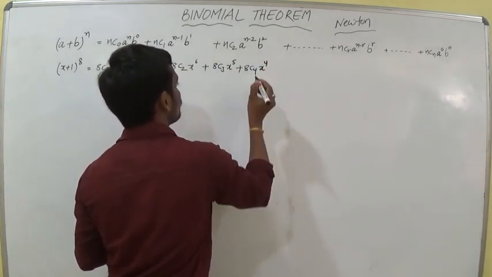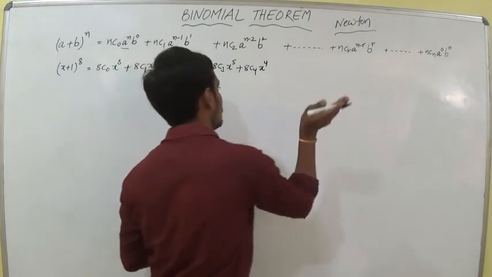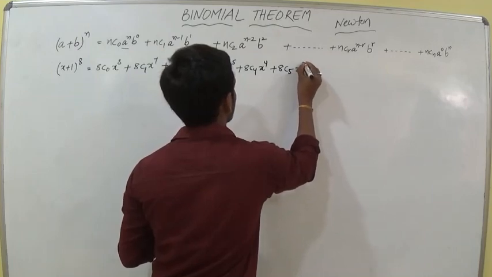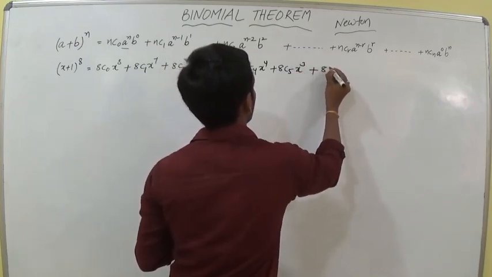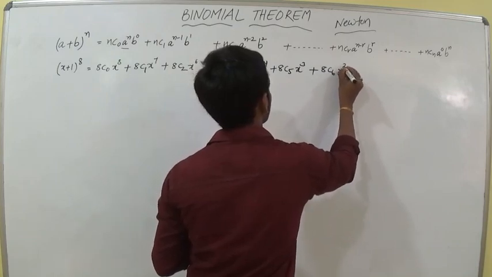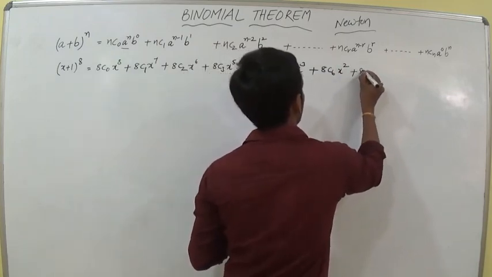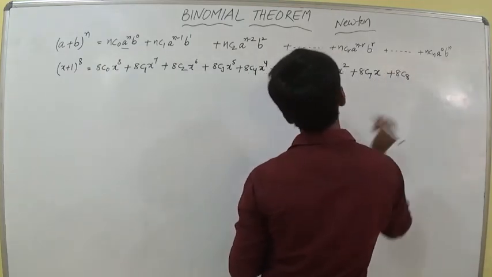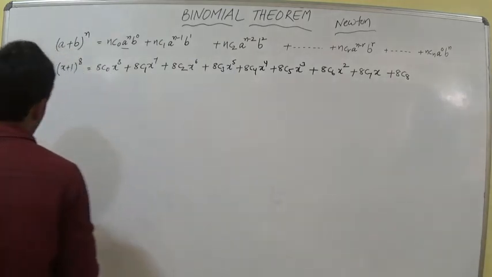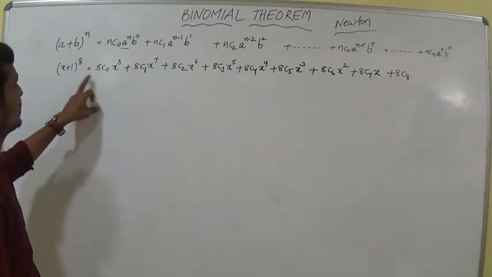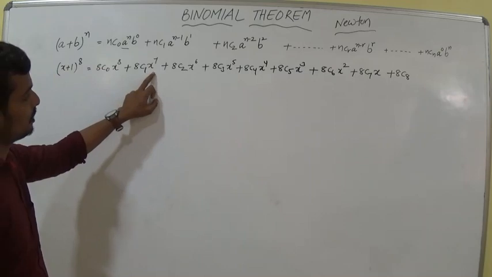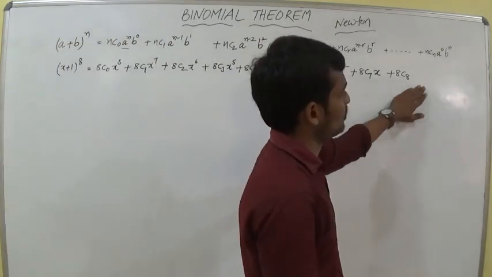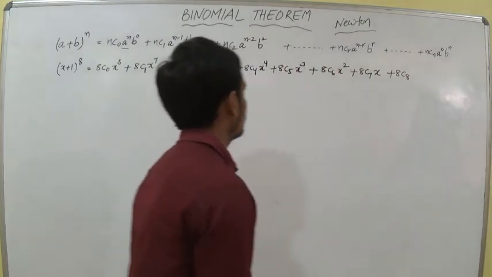8c4 x to the power of 4, 1 to the power of 4 is 1, leave it. Plus 8c5 x cubed plus 8c6 x squared plus 8c7 x plus 8c8. I don't write the 1. Why? Because 1 to the power of 0, 1 to the power of 1, 1 squared, 1 cubed, 1 to the power of 4, 5, 6, 7, 8, all are ones. So we can simplify this time.